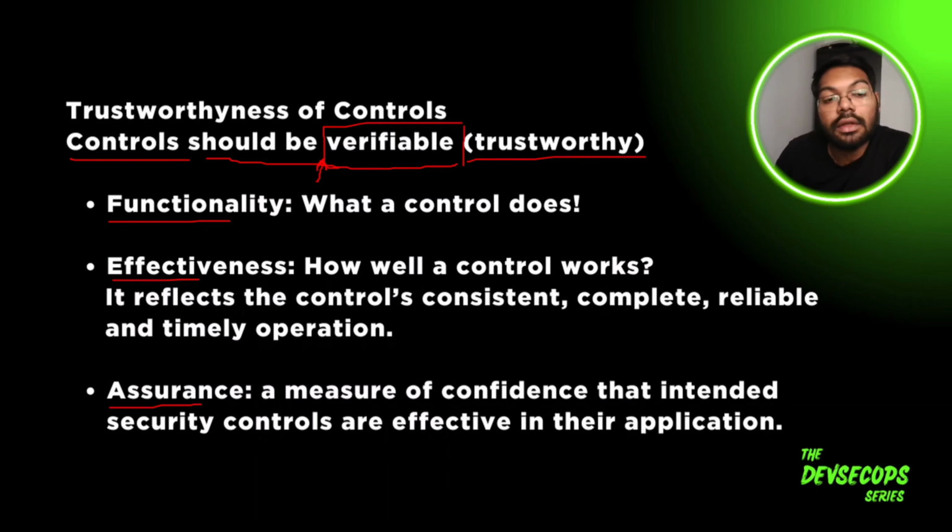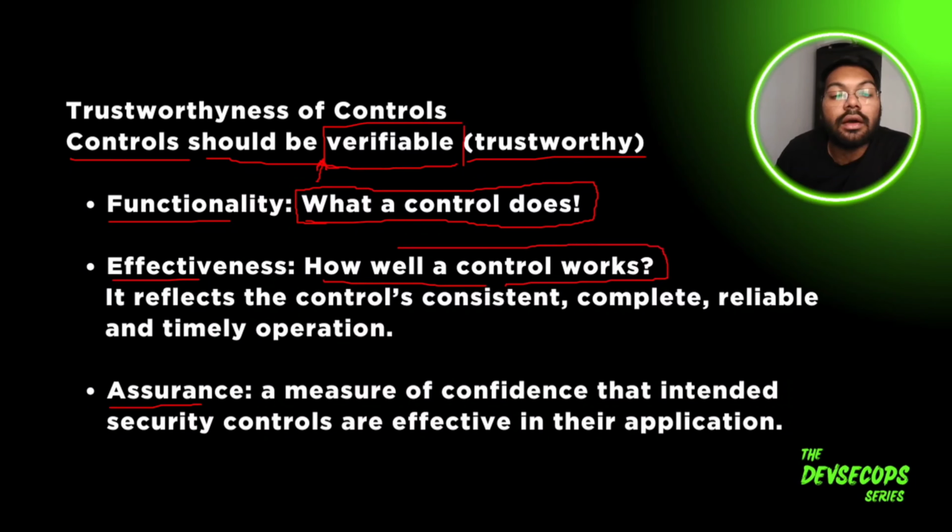So, what is the functionality? The functionality is what a control does. Okay, what a firewall will do. It would safeguard you against any network attacks, right? Then how well a control works. Okay, how well a firewall helps us in safeguarding our network. So effectiveness means that it reflects the control's consistent, complete, reliable and timely operation.